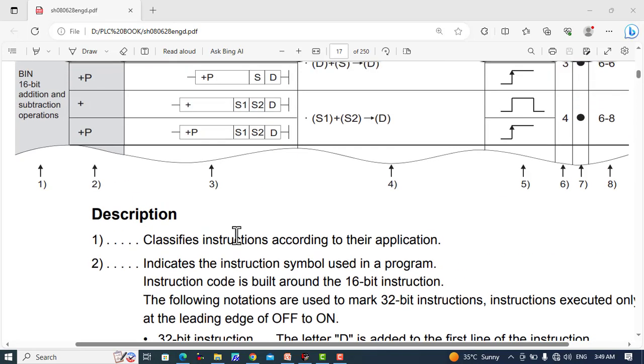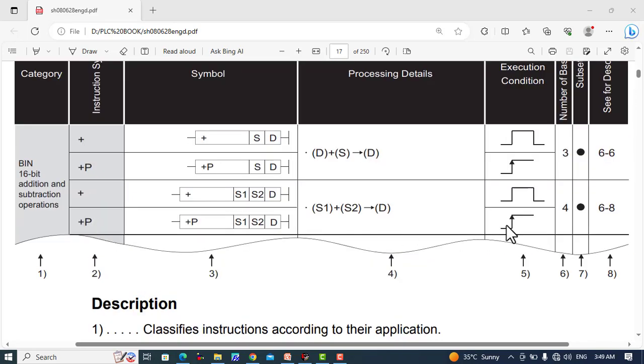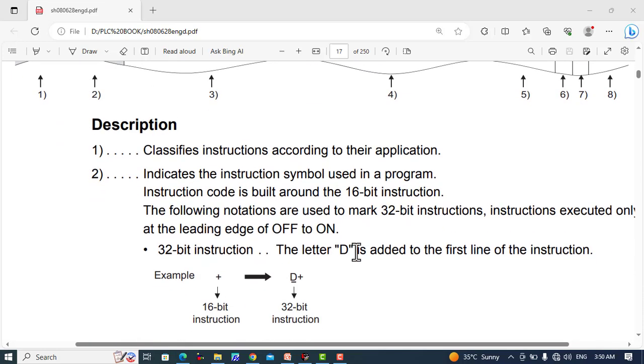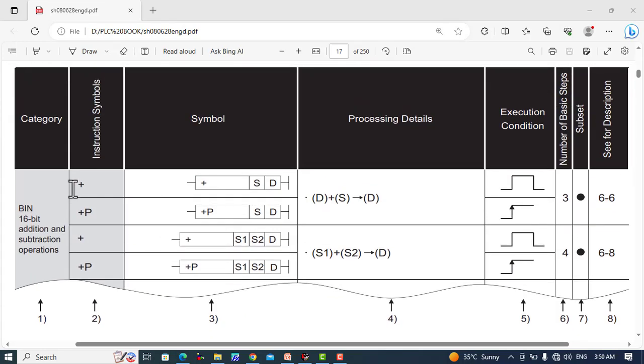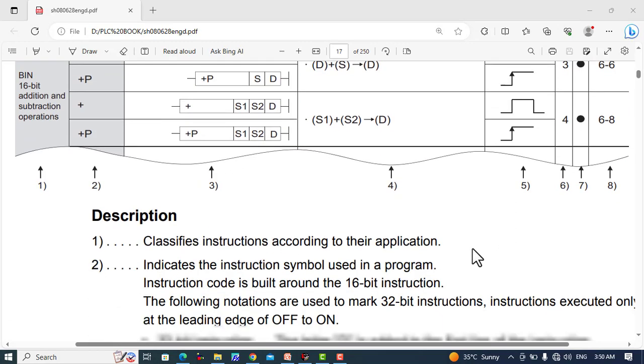Here you can see P. These are performed at the leading edge. You can say that these are the rising edge. Here you can see this is again at the rising edge. But this plus is always the on state. It gives pulses. Plus gives pulses, and plus P here gives the rising edge pulse.